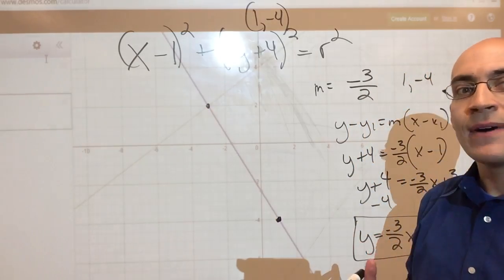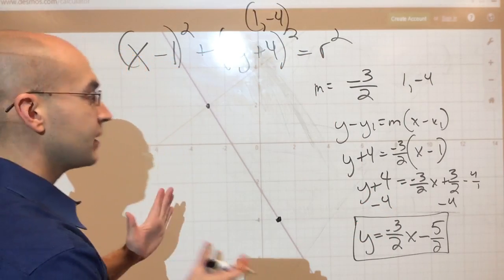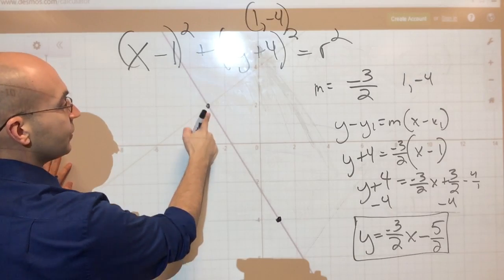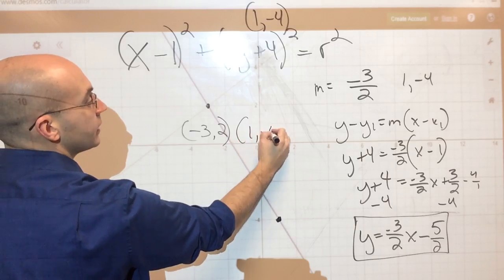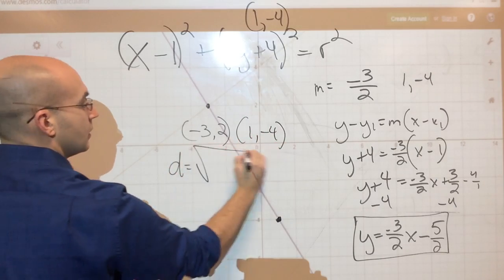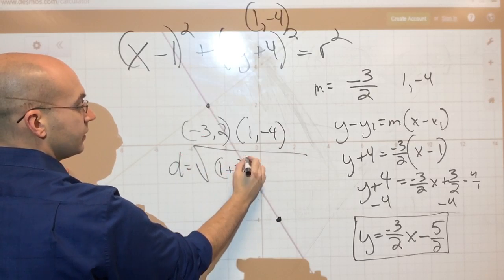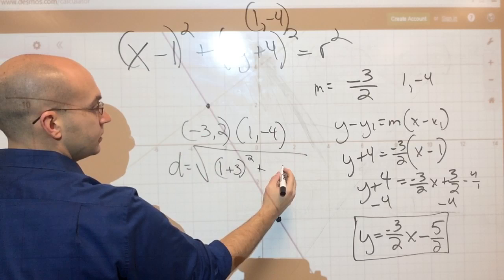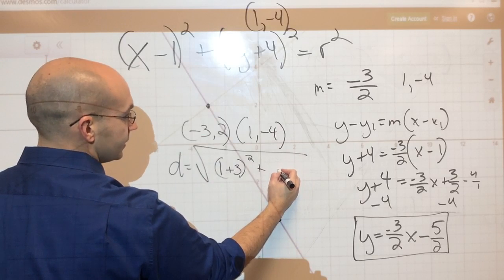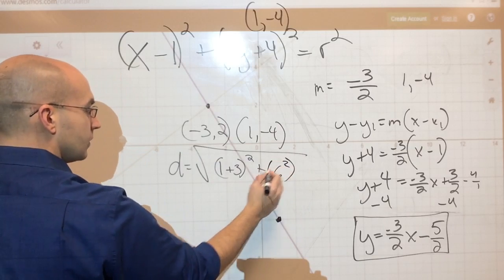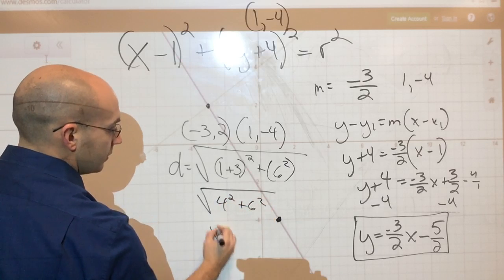So now I can use the distance formula to find the distance between these 2 points. And this will be the last thing now because we're already over about 12 minutes. So this point here is -3, 2, and I'm going to use the center as the other point, 1, -4. Distance formula: x2 minus x1, so 1 plus 3 squared, plus -4 minus 2, which is -6 squared, so it's just going to be 6 squared. So this is going to be 4 squared plus 6 squared.